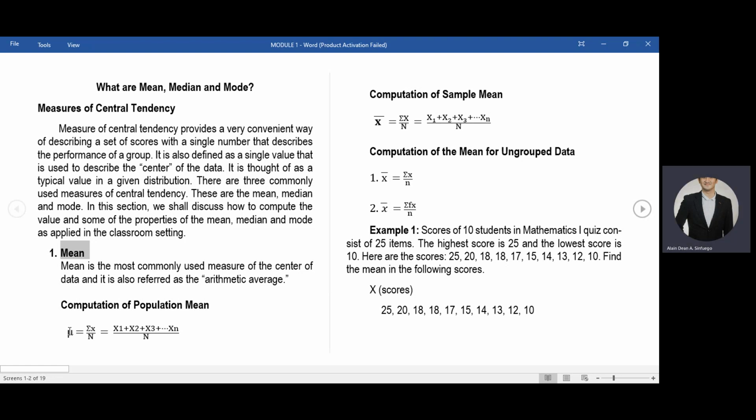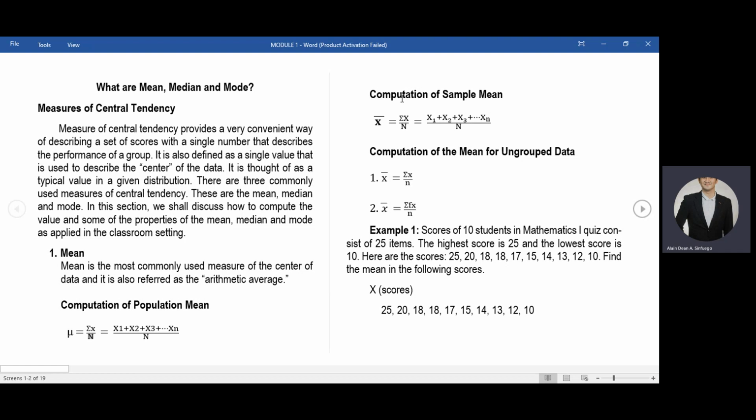You have this symbol here, mu, equal to the summation of x all over big N, which is equal to x sub 1 plus x sub 2 plus x sub 3 and so forth up until x sub n, all over N. Basically, your capital letter N here is the population size.